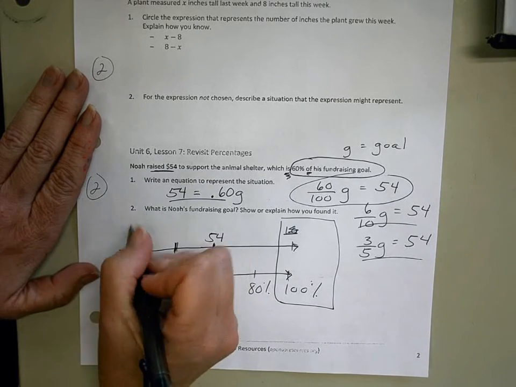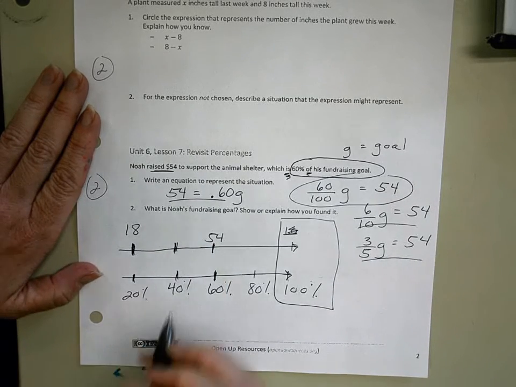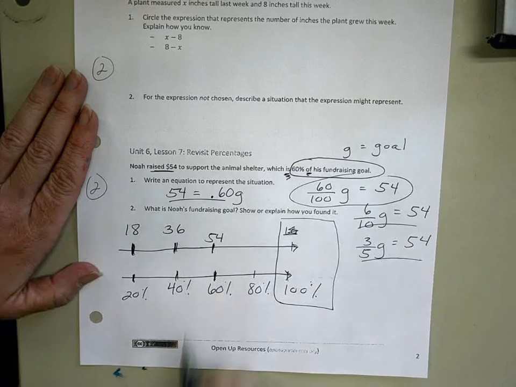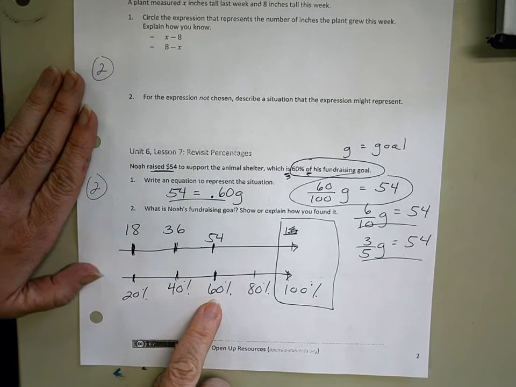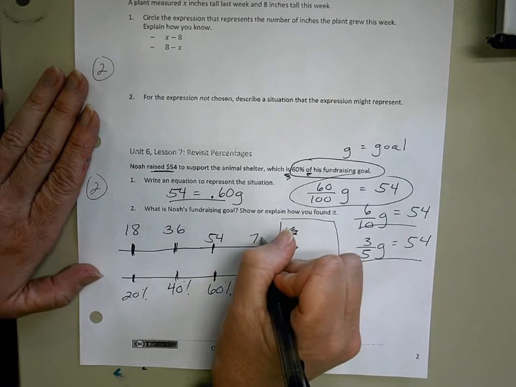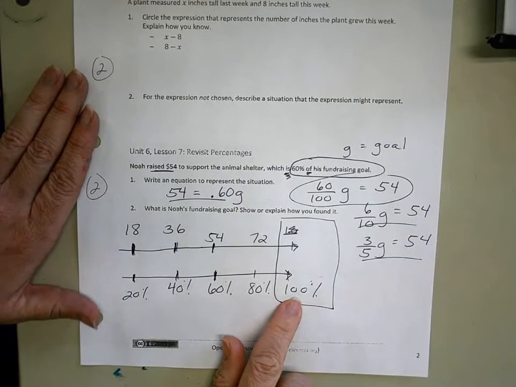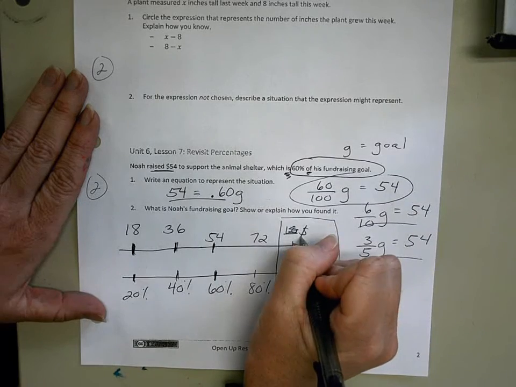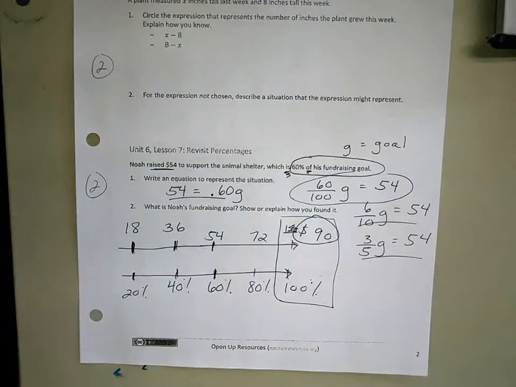And when I do 54 divided by 3, I get $18. So $18 is 20%, and now I'm going to skip count. So $36 is 40%. We already know in the problem that $54 is 60%, plus another 18, $72 is 80%, which means that 100%, our goal, is $90. You don't have to use this strategy.